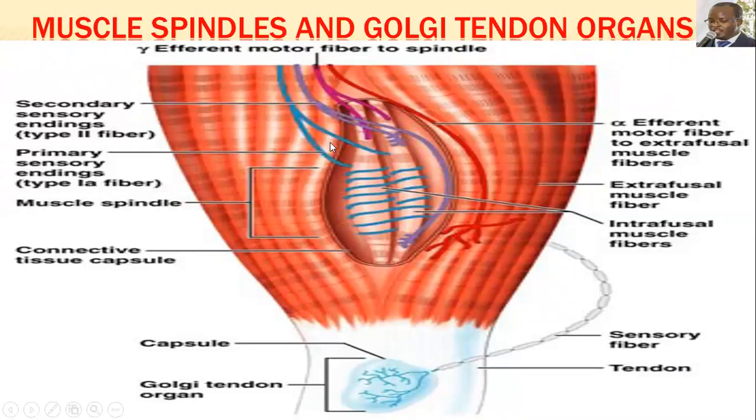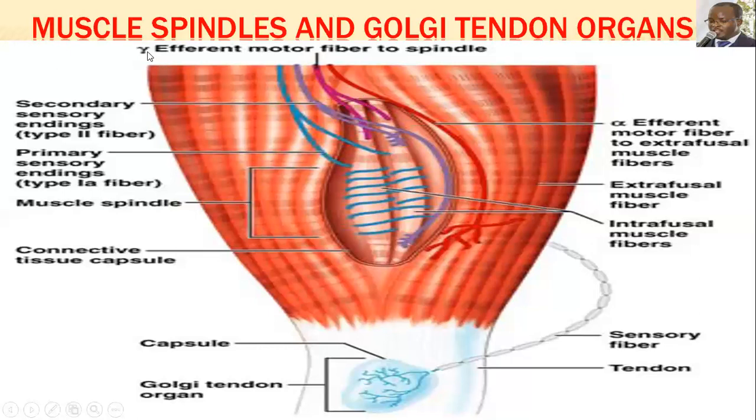Then you have the type 2 fibers. So these are secondary sensory endings, the type 2 fibers. So type 1A and type 2. Then these are transmitting action potentials from the nuclear bag and the nuclear chain, once they are stimulated, to the spinal cord, and then they are going to form a synapse with the motor neuron that will now transmit the motor information to the extrafusal fibers and also to the intrafusal fibers.